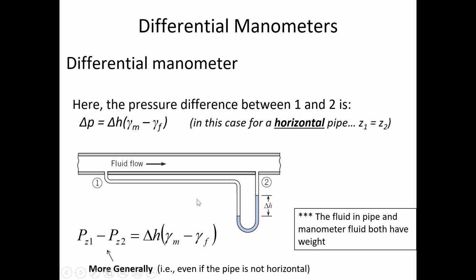P sub z is something I've defined for you before. It's the piezometric pressure. Piezometric pressure has two terms: pressure plus z times the unit weight. Let me write that on the whiteboard here, just so we see it in front of us. P sub z is P plus gamma z.